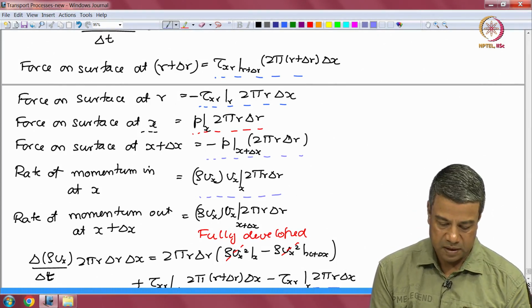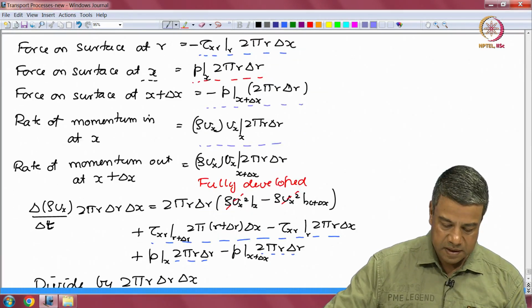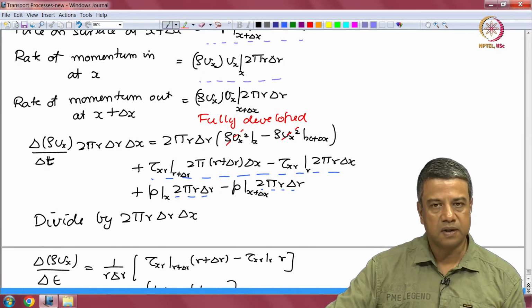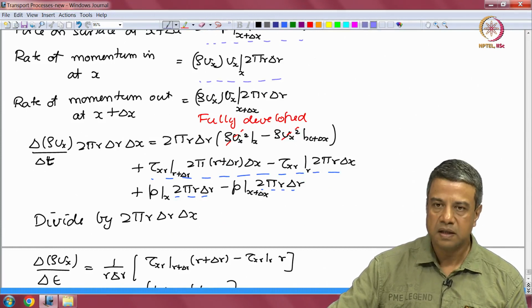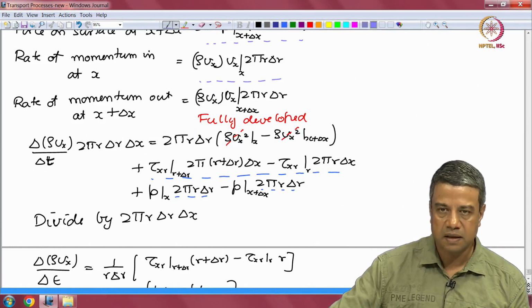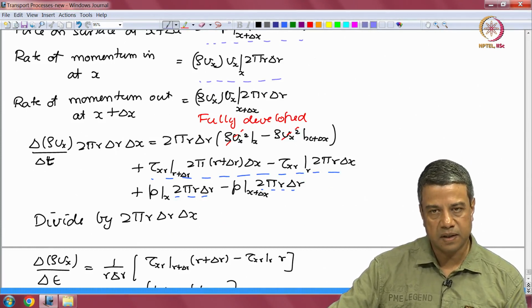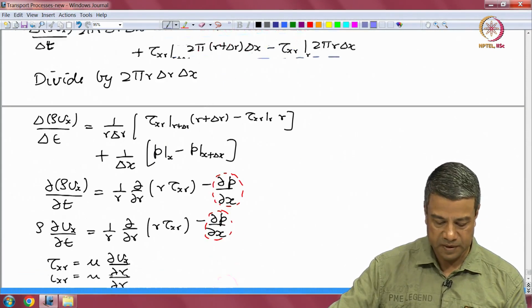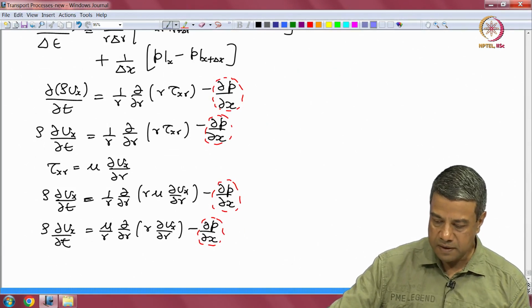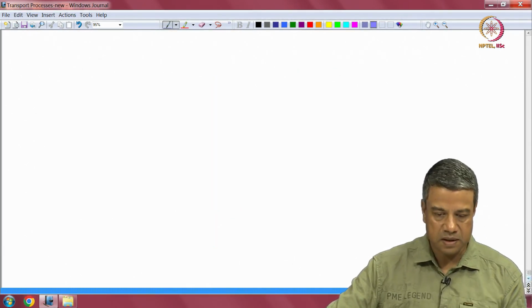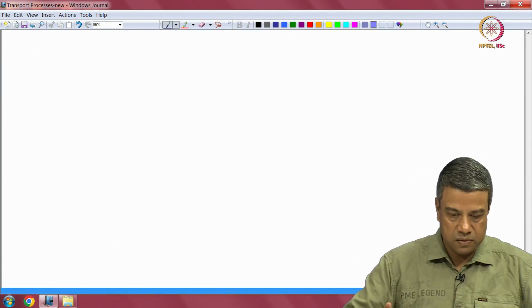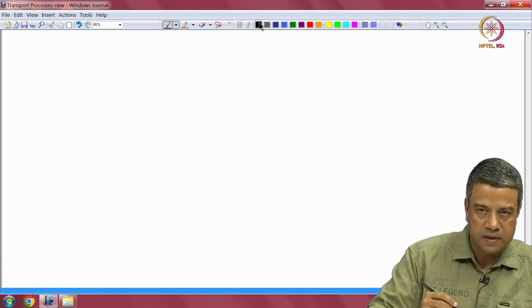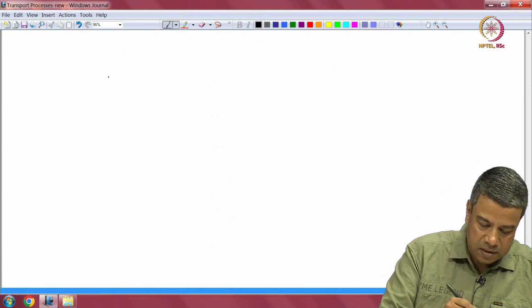And when we did the balance, we had said that for a fully developed flow, if the density is a constant, this rate of momentum in and the rate of momentum out have to be exactly the same. So, I will briefly go through the mass conservation equation to explain why that is so.